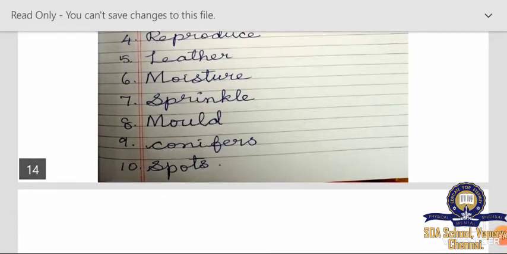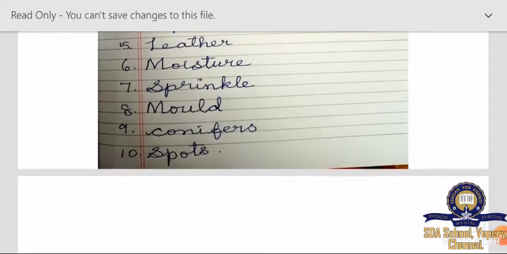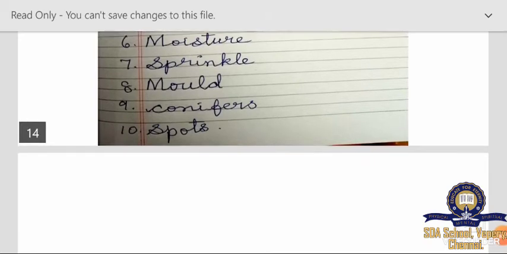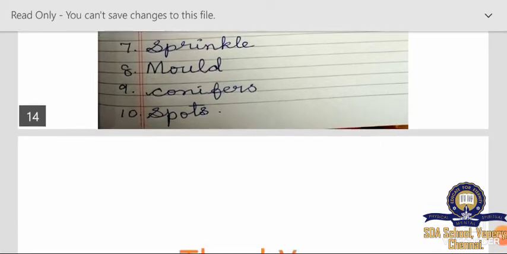Next, leather. L-E-A-T-H-E-R. Leather. Sixth word, moisture. M-O-I-S-T-U-R-E. Seventh one, sprinkle. S-P-R-I-N-K-L-E. Sprinkle. Mold. M-O-U-L-D. Mold.